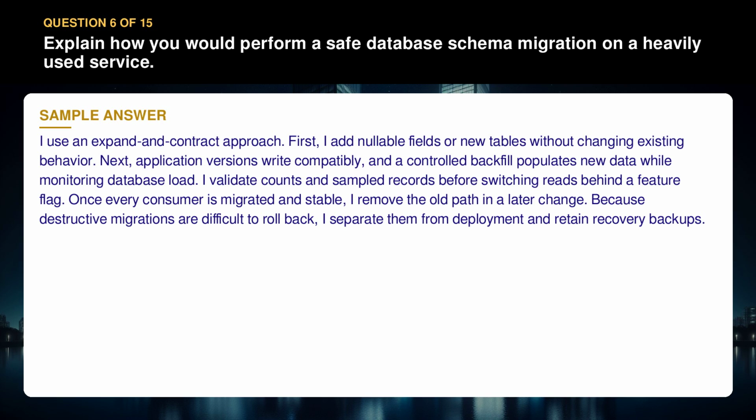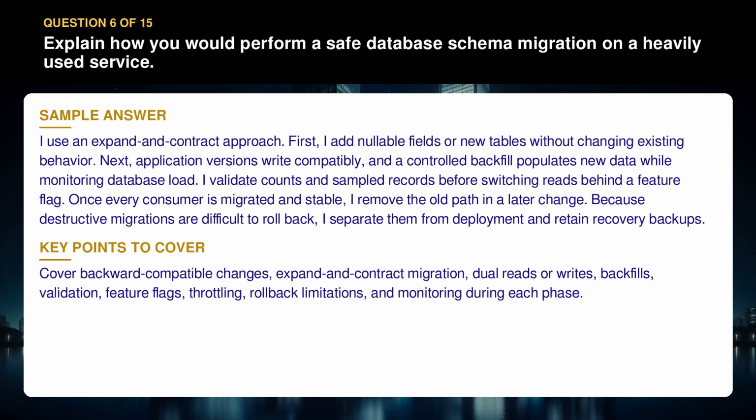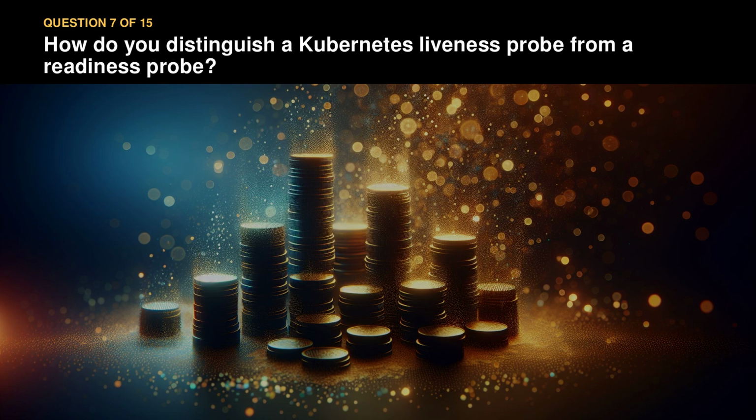Once every consumer is migrated and stable, I remove the old path in a later change. Because destructive migrations are difficult to roll back, I separate them from deployment and retain recovery backups. Cover backward compatible changes, expand and contract migration, dual reads or writes, backfills, validation, feature flags, throttling, rollback limitations, and monitoring during each phase.